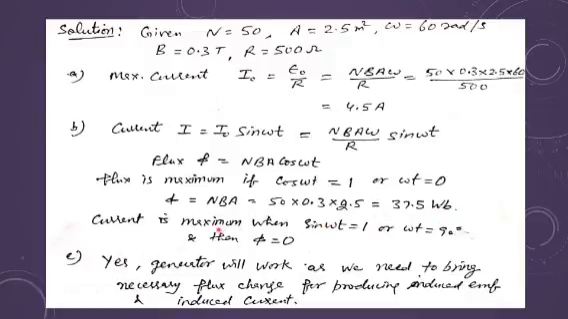And current is maximum when sin omega t is 1. It means omega t is equal to 90 degrees. So at that time, of course, flux has to be 0 because cos 90 is equal to 0. So you should be able to solve whatever is asked in the question and give the solution accordingly.